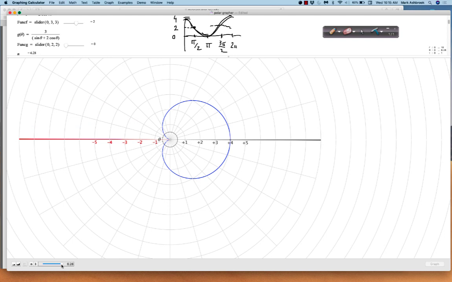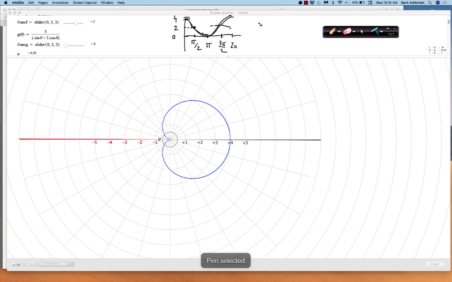How many got it before I started doing it? Good. Lots of you. Okay. All right, this is called a cardioid. Cardioid, right? Looks like a heart, so it's called a cardioid. So r equals 2 cosine theta plus 2.